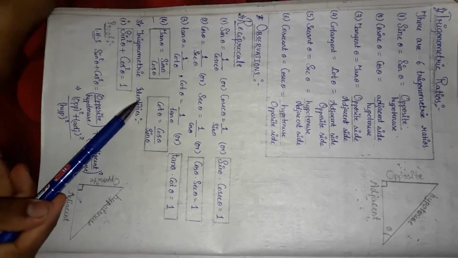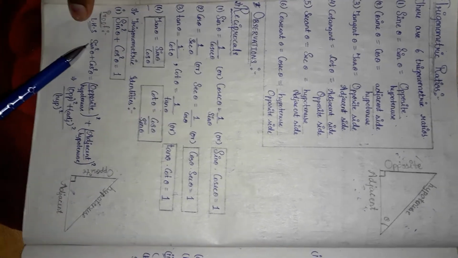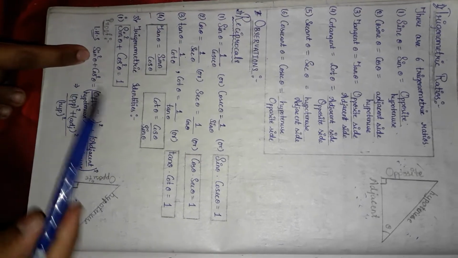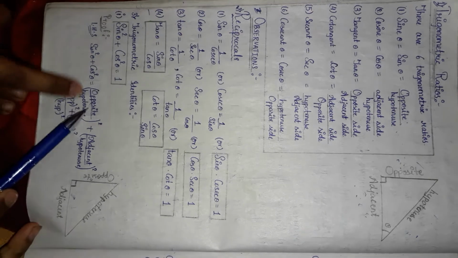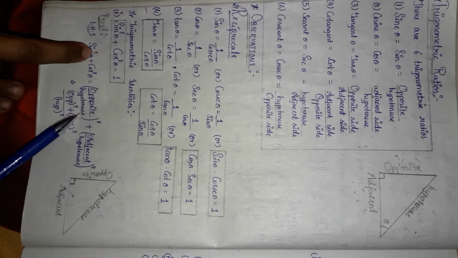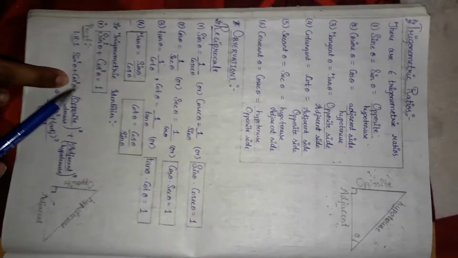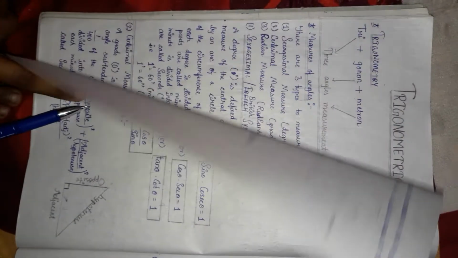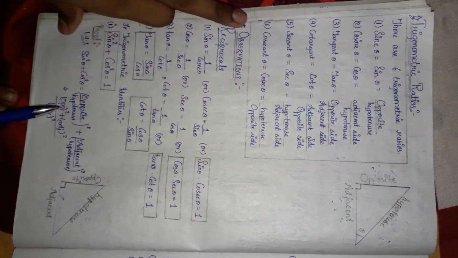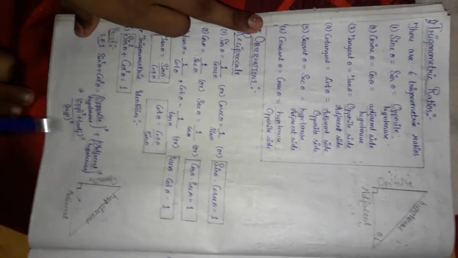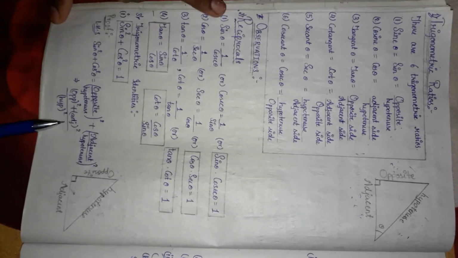How this formula came, that I have proved here. See, sin square theta plus cos square theta. What is the sin theta formula? Sin theta formula is opposite by hypotenuse, square is there, so whole square. Plus cos theta formula is adjacent by hypotenuse, square is there, so whole square. So opposite square plus adjacent square by hypotenuse square in the denominator. The denominator is the same, so it will be only one hypotenuse square.